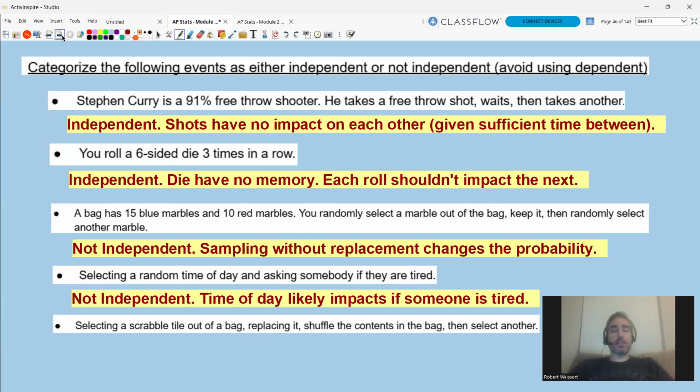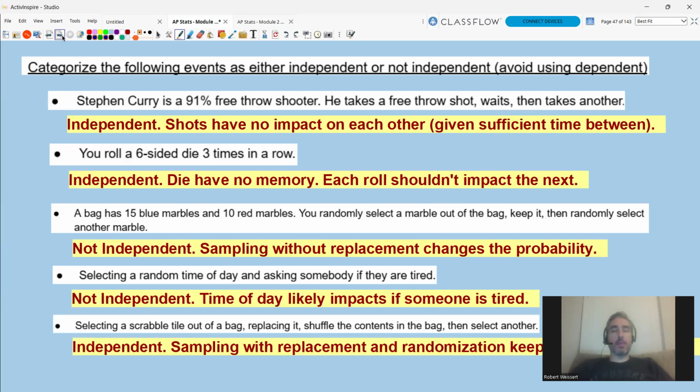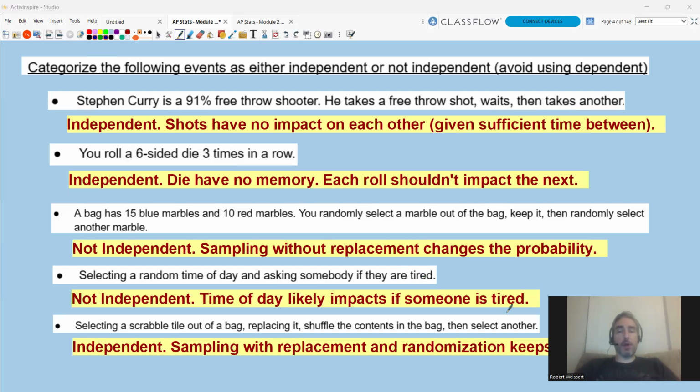And then the last one, selecting a Scrabble tile out of a bag, replacing it, shuffling the bag, and then selecting another. In this case, that's going to be independent because when you replace it and you randomize the selection again, that's going to keep it the same probability.